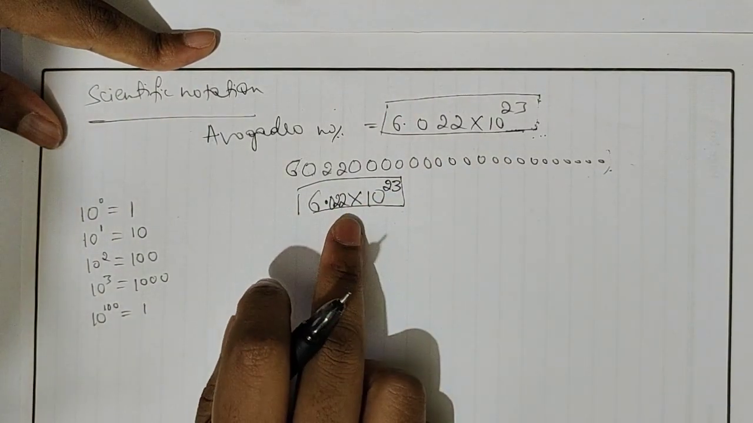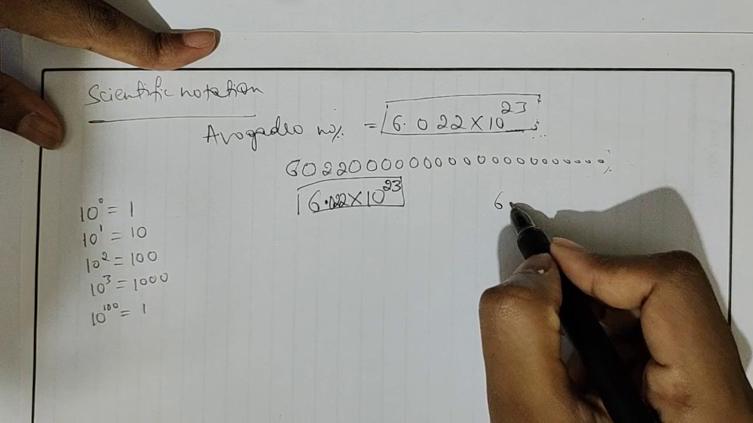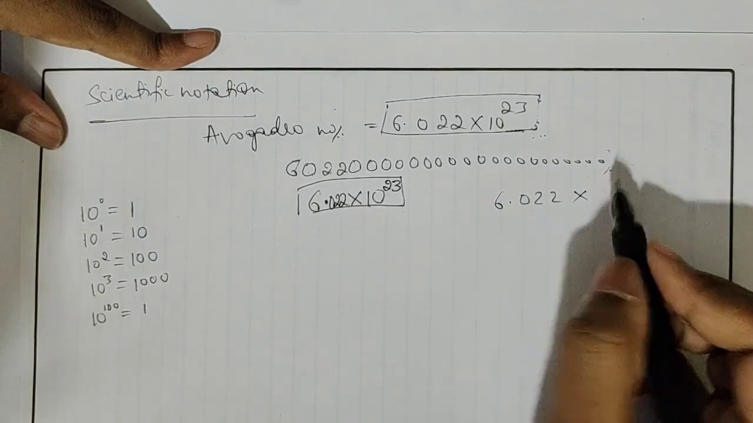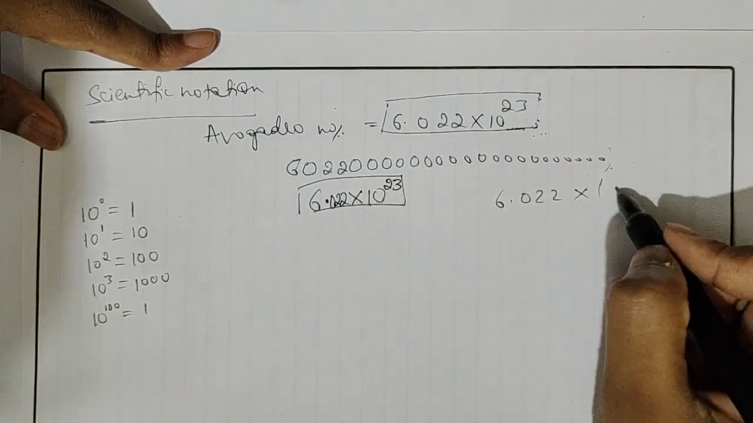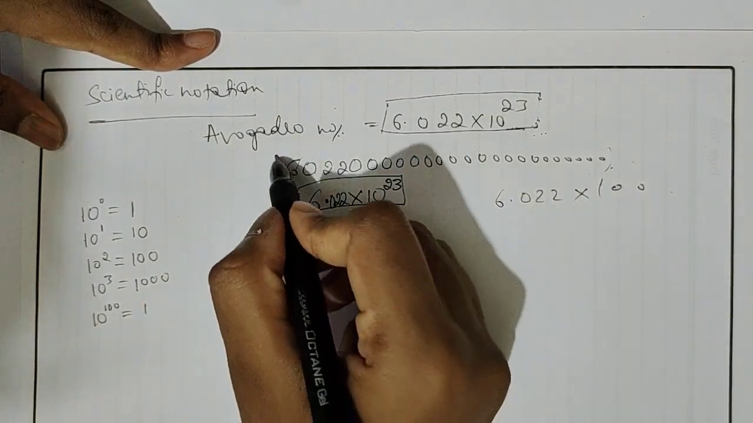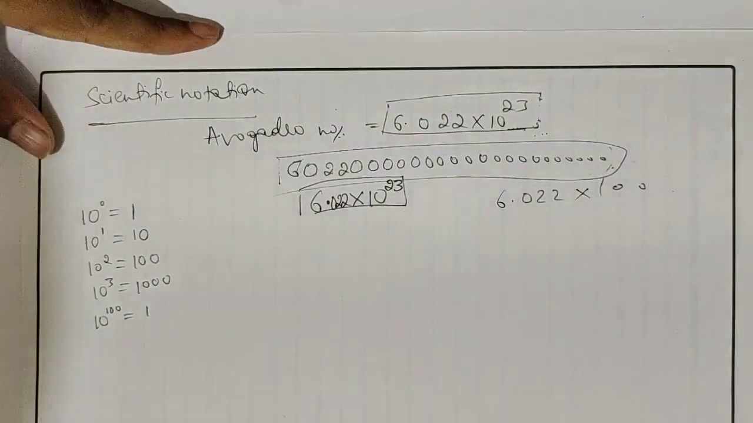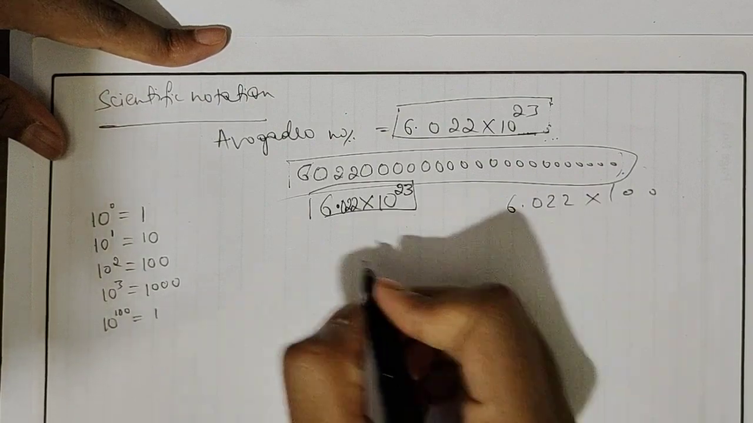Now how should you verify this one? Just multiply this 6.022 with these many zeros, so you will get this answer. Clear? Let me take a few more small examples.